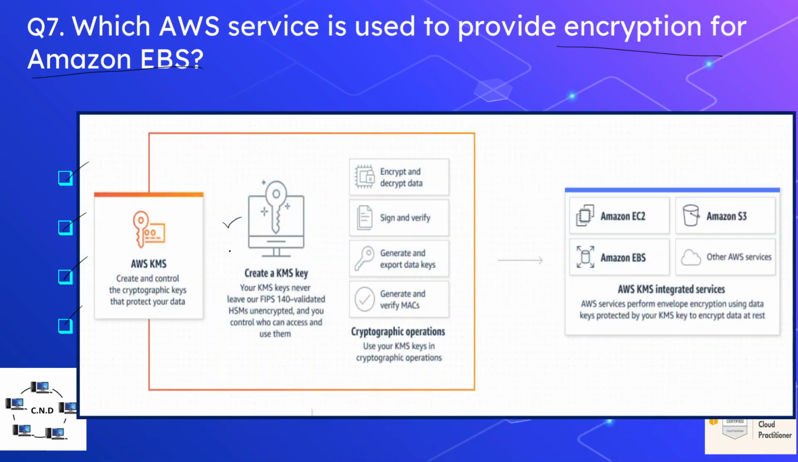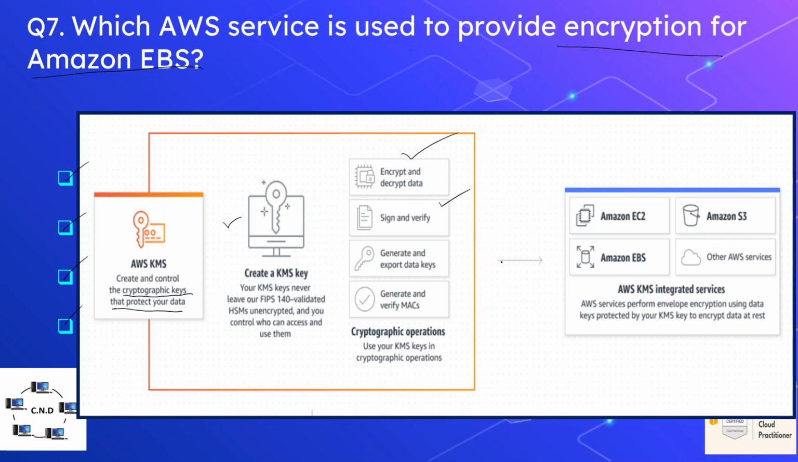And this is basically the AWS KMS. It creates and controls the cryptographic keys that can be used to protect your data or encrypt your data. And these are the features that can be used with the KMS, such as you can encrypt your data, which is basically the question in subject. And then we can use digital signature and verification for authenticity. We can generate and export the keys and so on and so forth.